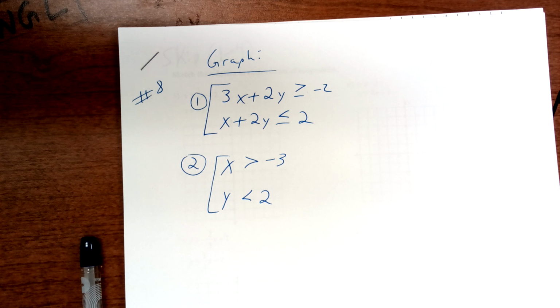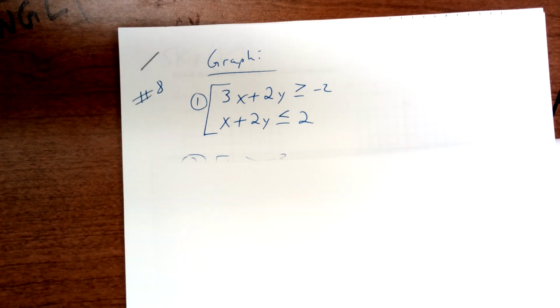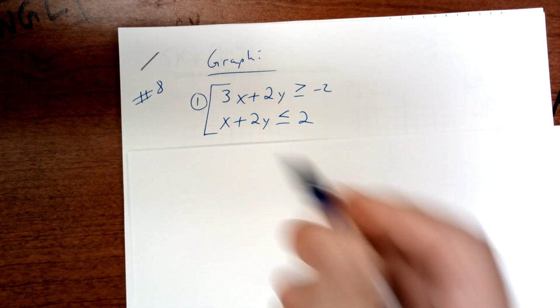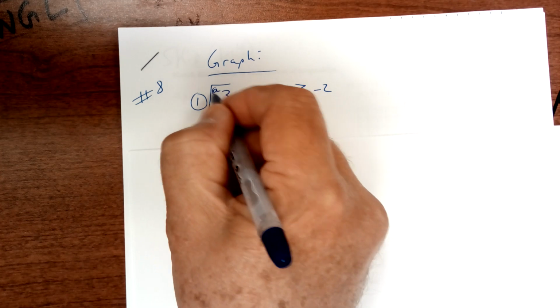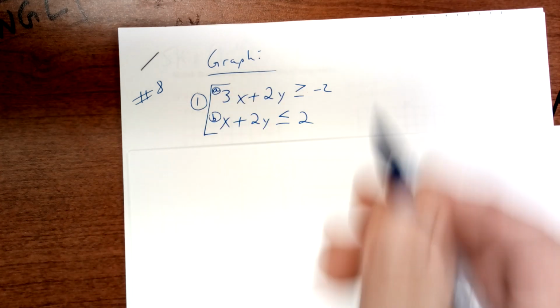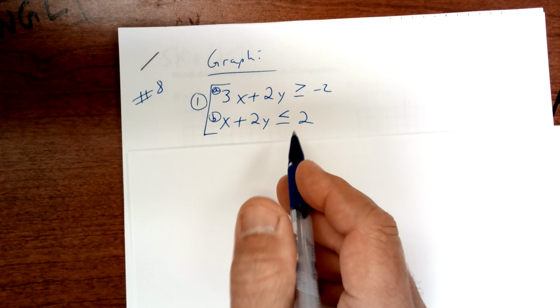Morning. Let's take a look at the bell work here. We're going to continue our work on graphing inequalities. So on this one right here, we're going to call this first one A and the second one B. So we're going to take this and solve for the y.